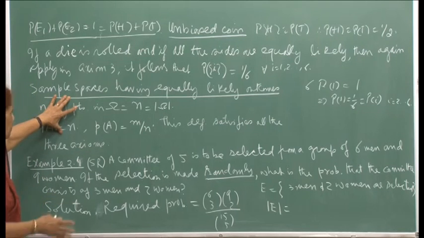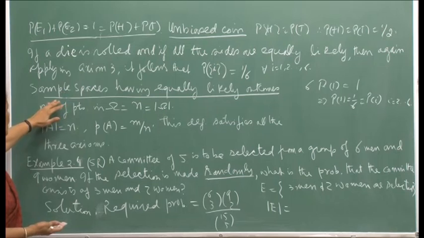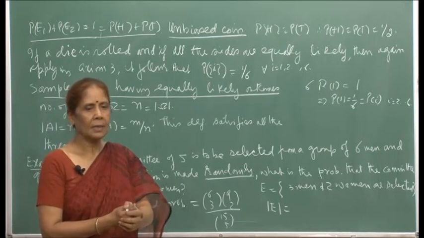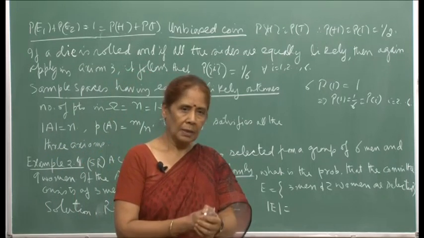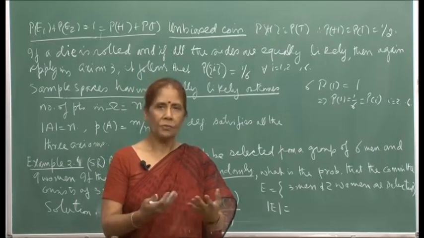We will see that. What I am trying to say is that I am giving you an alternate way of defining the probability of an event, but the basic assumption for this definition is that your sample space has this property that all the outcomes in the sample space have the same probability, an equally likely chance of occurring, right.